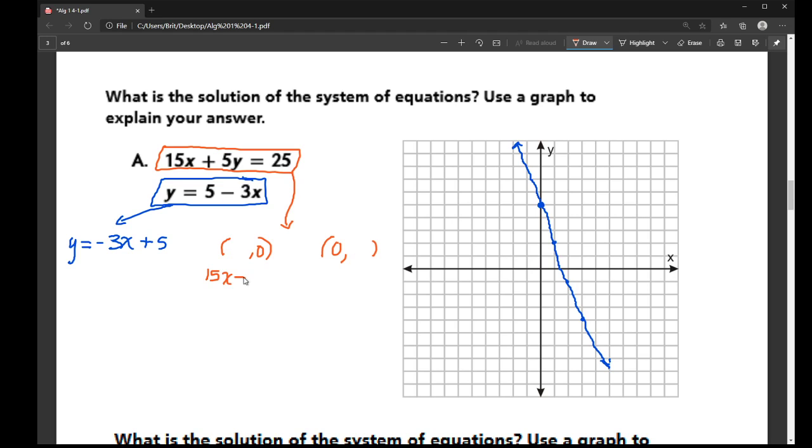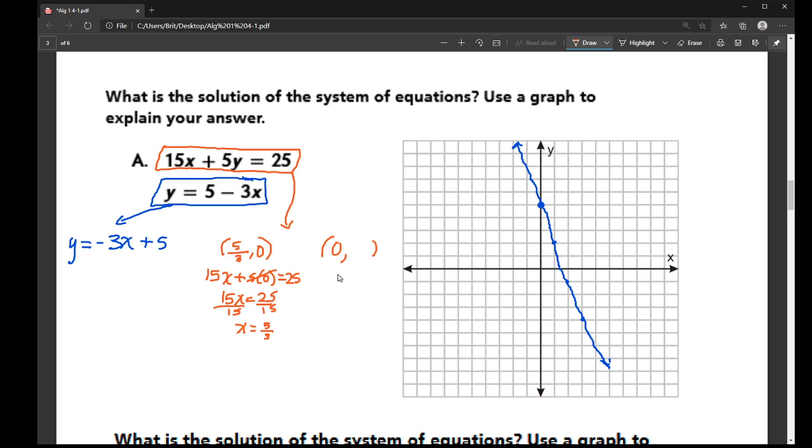So I get 15x plus 5 times 0 is equal to 25. Now 5 times 0 cancels out, so I get 15x equals 25. And so I'm going to divide both sides by 15, not by 25. Got that 2 in the brain there. And I get x equals 5/3. That's kind of hideous. Let's go ahead and try it for our y-intercept.